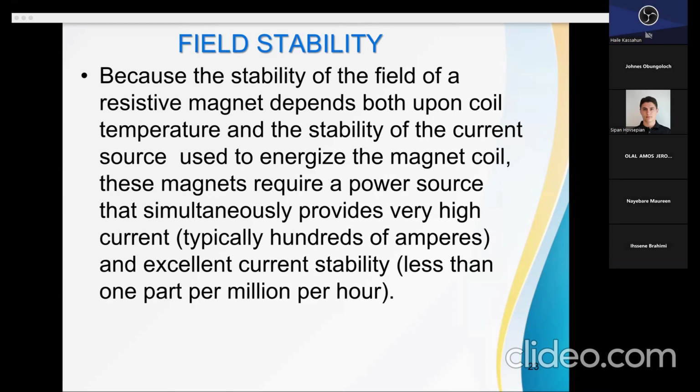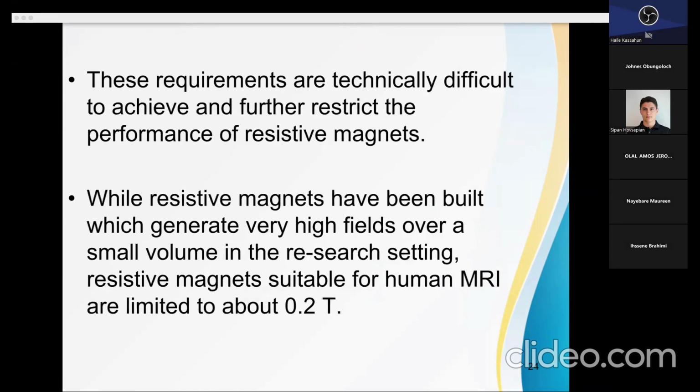So you might find some of the lab devices that you use for driving these are relatively very expensive compared to other normal laboratory power supplies. So the requirements are technically difficult to achieve and further restrict the performance of the resistive magnet systems. Okay. However, you can build a resistive magnet system probably up to around 0.2 Tesla before the power consumption or the energy requirement overwhelms you.